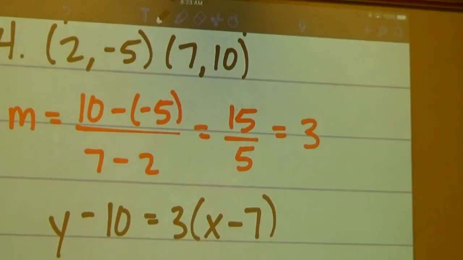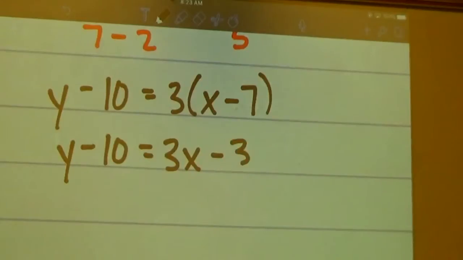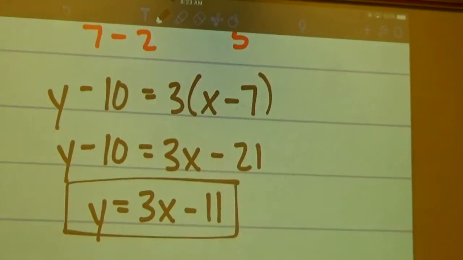That was a quick answer. All right, so that's going to be y minus 10 equals 3x minus, not 30, 21. Add 10 to both sides, so we get y equals 3x minus 11. That was a little easier.